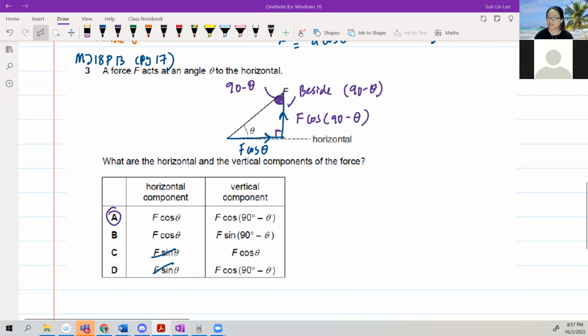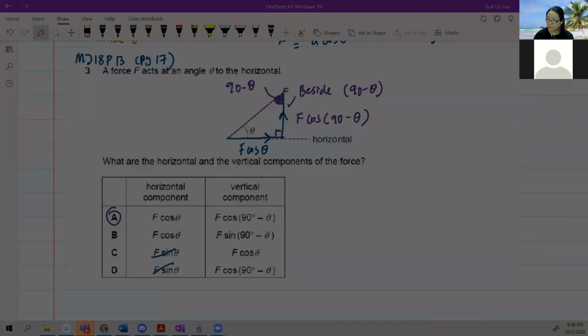So sometimes they're sneaky like that. They will use a different angle. Please don't go and memorize that one must be cos, one must be sine. It really depends on what angle is given. It do be like that sometimes.